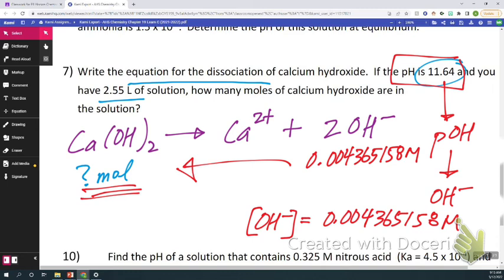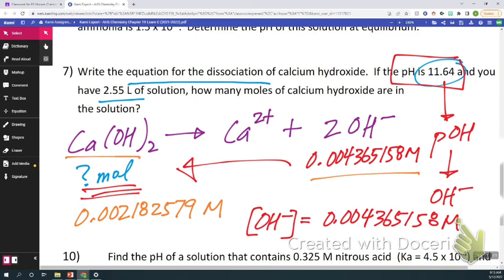Or this kind of spills into stoichiometry, mole ratio. You write the mole ratio train to the front, which is 1 over 2. Where you're going is a 1, you came from a 2. So it's divide by 2. So you got to divide by 2. And you end up with 0.002182579, whatever, molarity. This is Ca(OH)2.